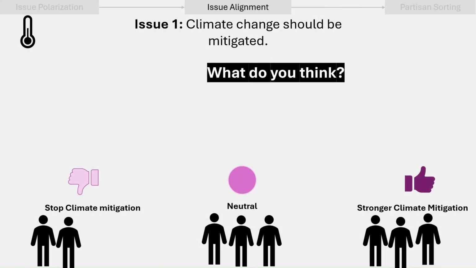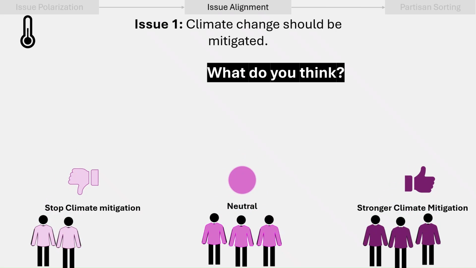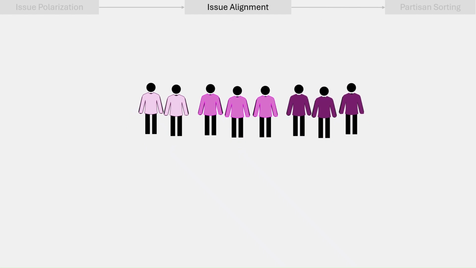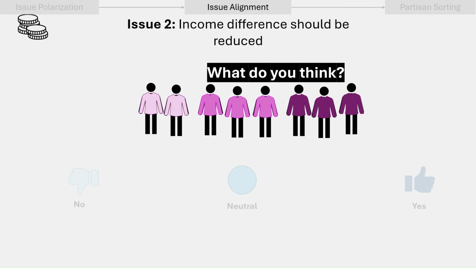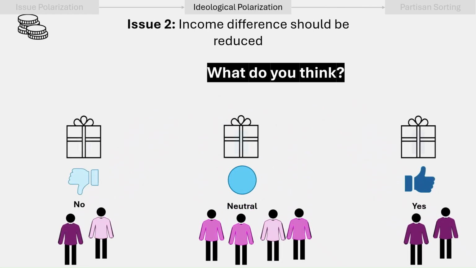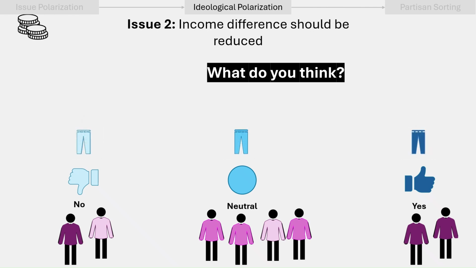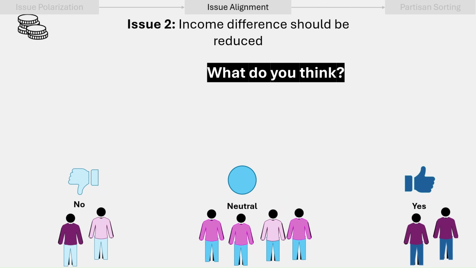Moving on, the second form of polarization we will discuss is issue alignment, where voters' responses increasingly start to align on multiple issues. To exemplify issue alignment, we continue where we stopped previously. To remember voters' responses, they get a colored shirt representing their opinion regarding climate mitigation. Next, they are asked their opinion regarding a different issue, in this case income distribution. They again have three options to choose from. People again pick a response, and this time they receive trousers to represent their choice.